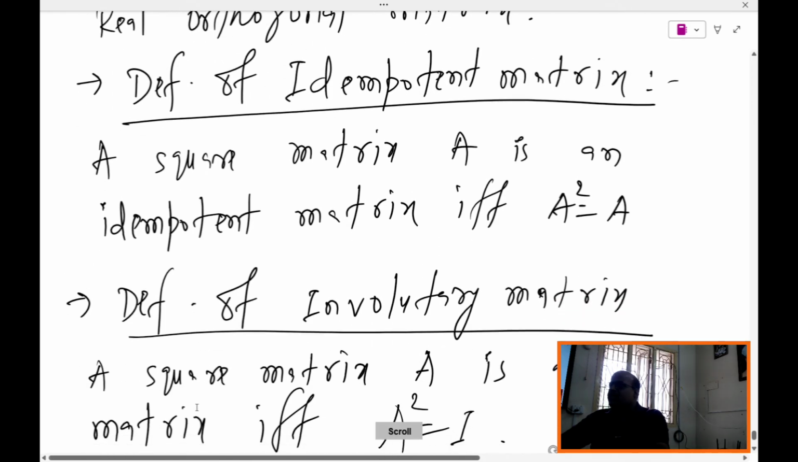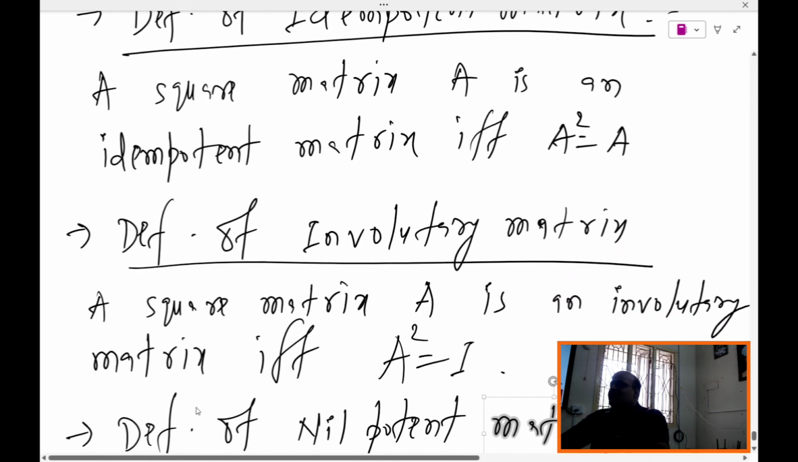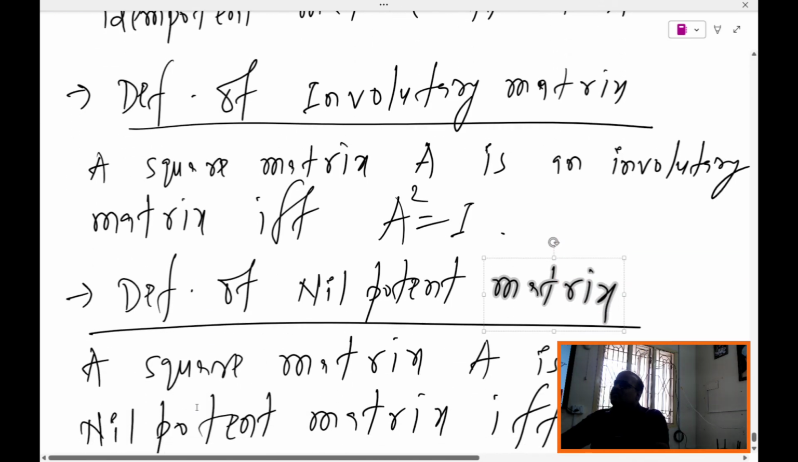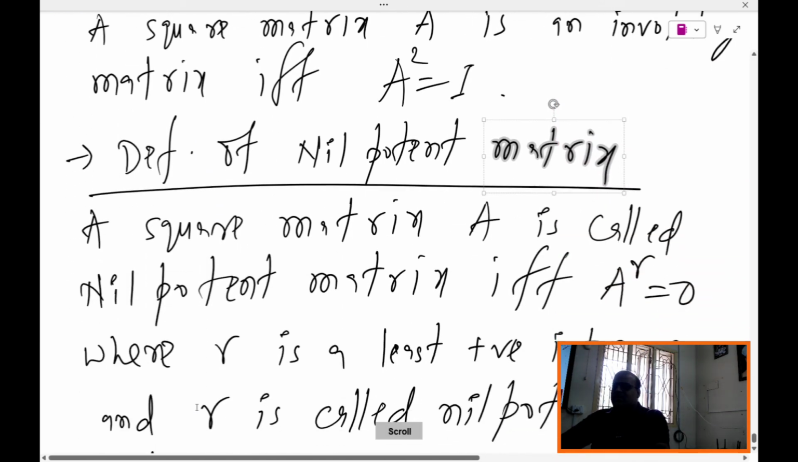Yeah, A square is equal to A. No. Idempotent means A square is equal to A. Involutory matrix means A square is equal to identity. Any entries, real, complex, anything.